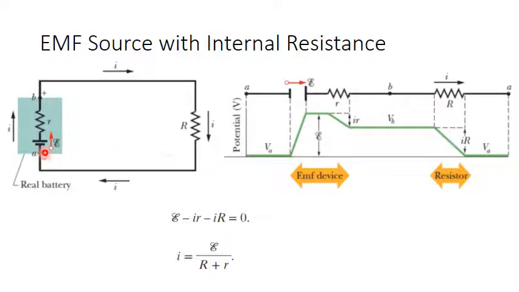Going inside the EMF source, we will see there is a battery with a potential difference E. And the current here is in the same direction as the EMF of this battery. So this EMF in this case would be taken as positive. By moving from point A to this point just after the battery, the potential will change from 0 to E. This is the battery.